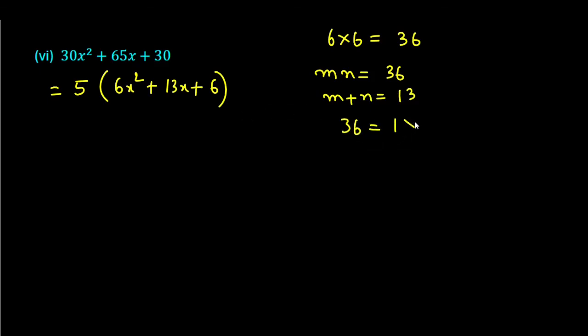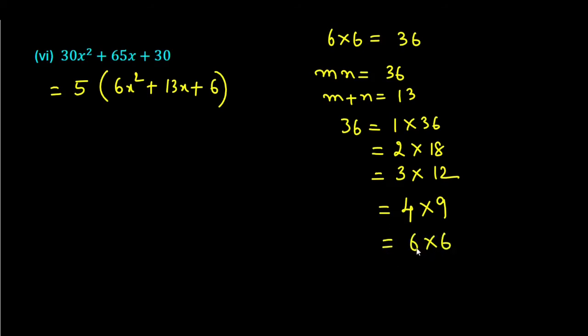36 can be written as 1 into 36, 2 into 18, 3 into 12, 4 into 9, then 6 into 6. So we want the sum of the pair of factors to be 13. This 4 plus 9 is 13. So 4 and 9 is the right choice.